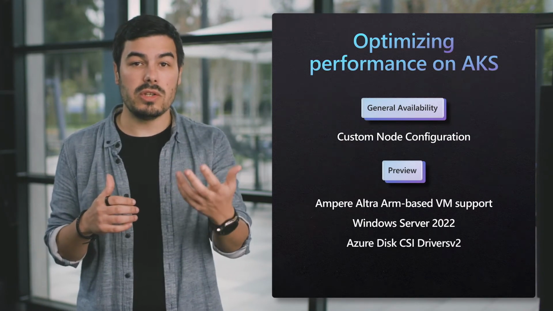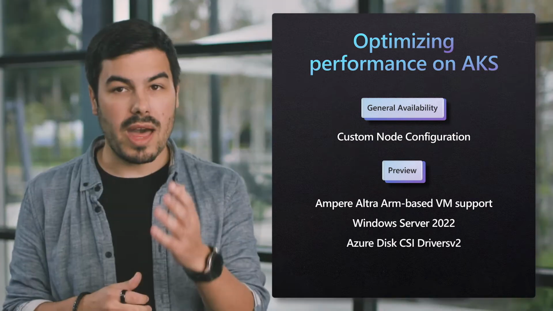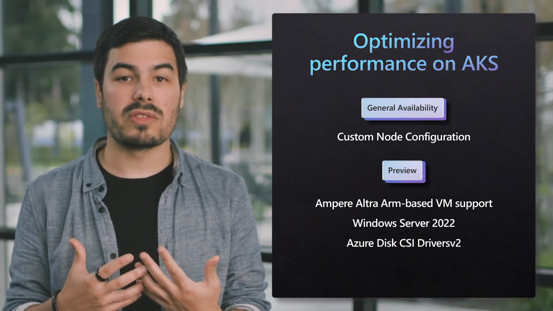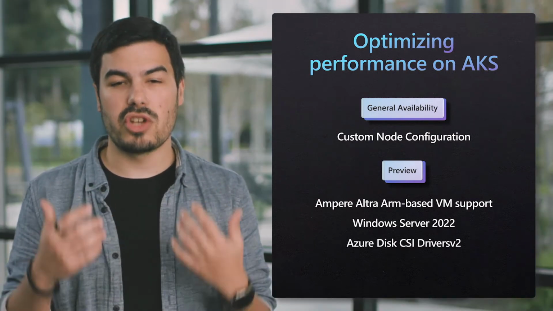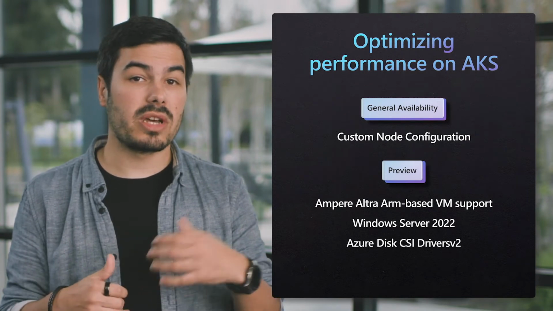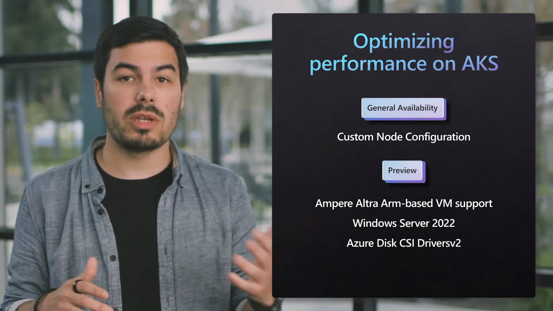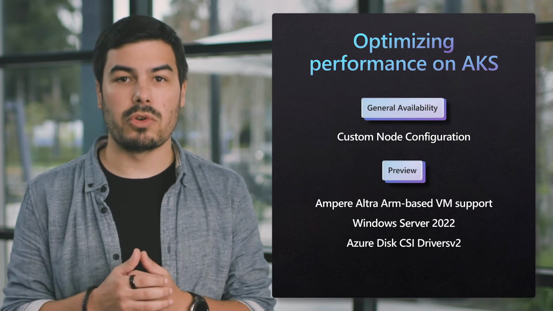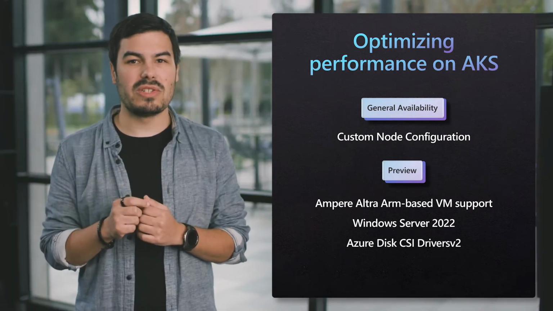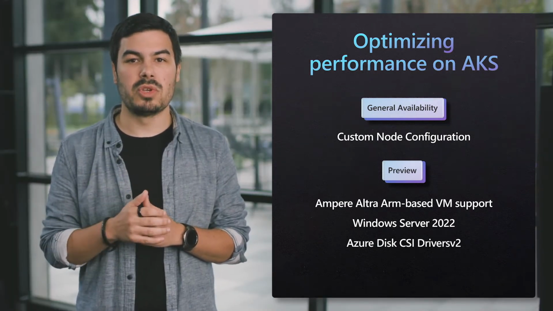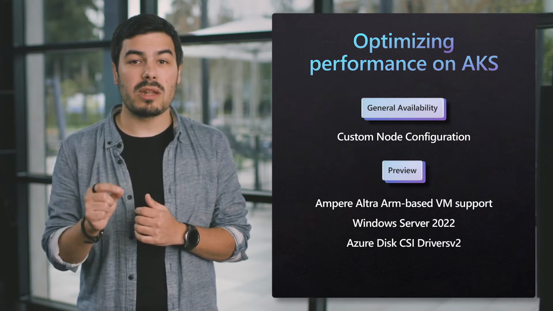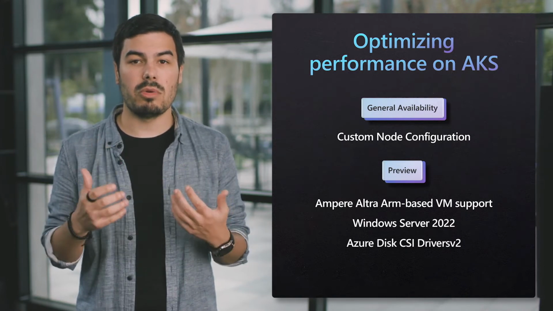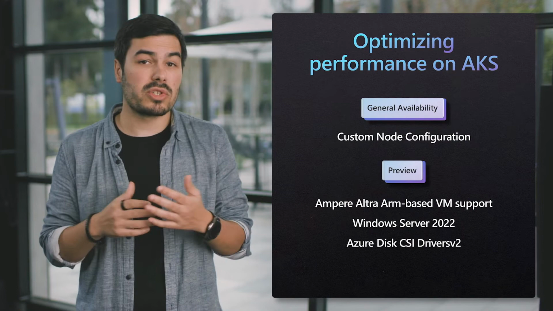Now, AKS wants to not only be the home to all your workloads, but to provide you with the necessary features to optimize for them. With that in mind, we are super happy to announce that custom node configuration is now generally available, allowing you to customize many operating system and kubelet configurations and optimize them for your workloads. We are also releasing support for ARM-based VMs, which offer up to 50% better price to performance than comparable x86-based VMs for scale-out workloads.